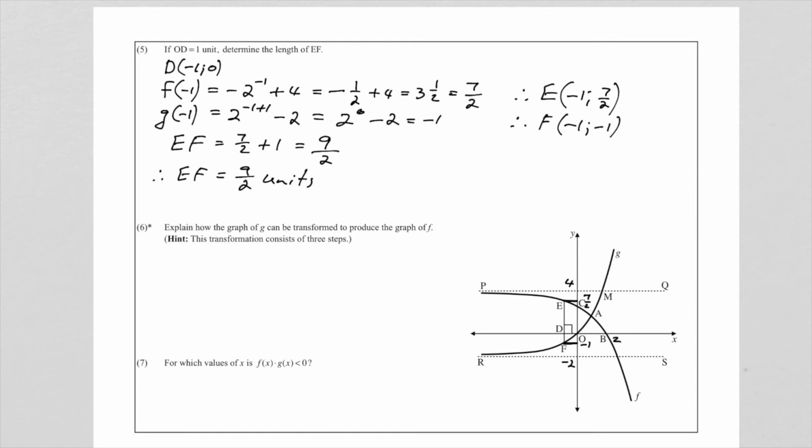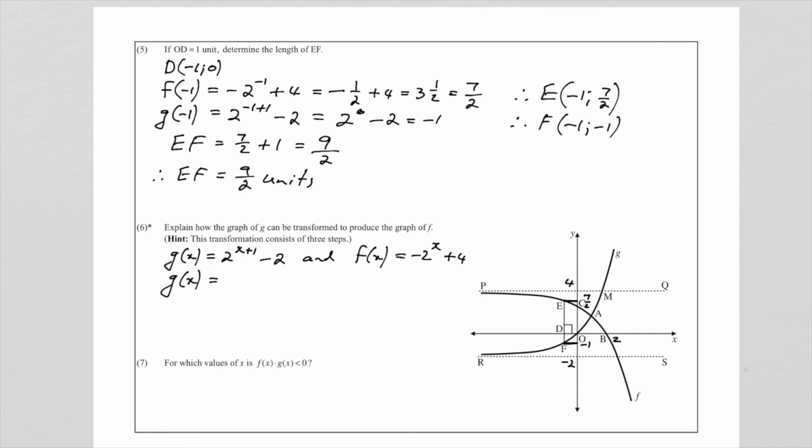So first of all, we're just going to write down the 2 equations. So g(x) is 2 to the x plus 1, minus 2. And f(x) is minus 2 to the x, plus 4. Now we're going to start with g(x), and we're going to apply the transformations now. So let's see what we need to do.